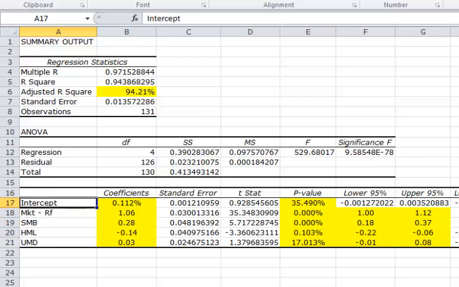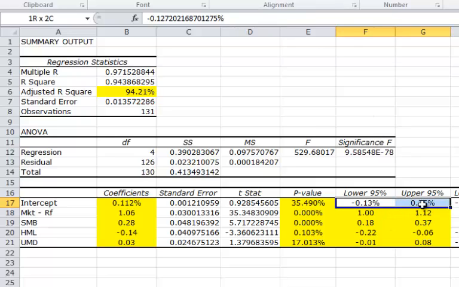Interestingly enough, check out the intercept of 0.112%, or 11.2 basis points. But if you look at the 95% confidence interval, you see it straddles 0. The p-value on the alpha is quite high. In other words, if the population alpha were 0, you have a 35% chance of getting an alpha that big just randomly. So we really don't see a positive and significant alpha.